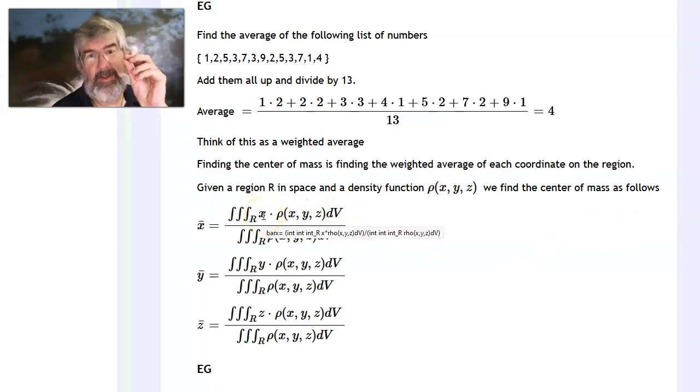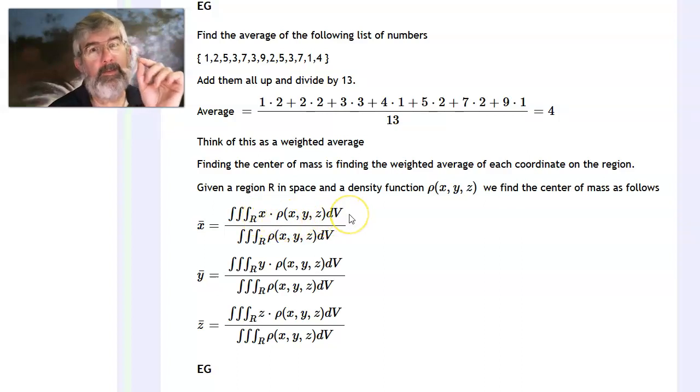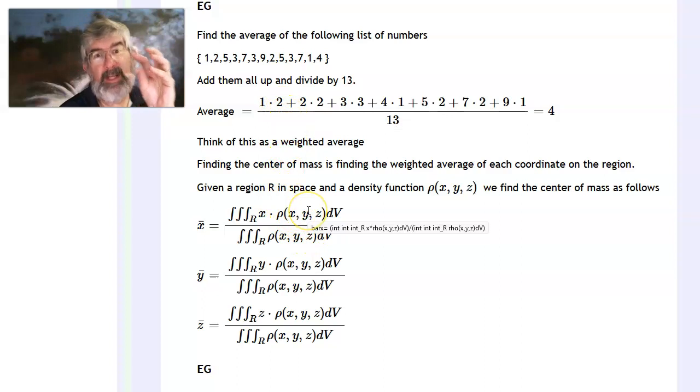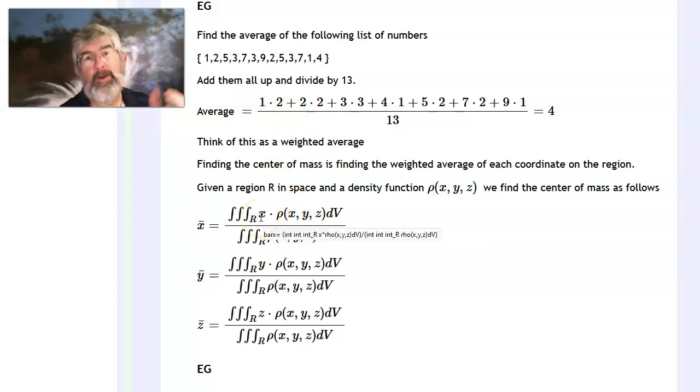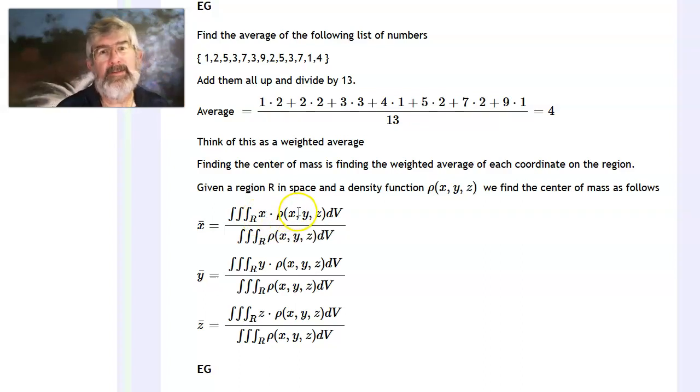Each little cube has an x value, and I'm saying how much is that x value worth? Well, it's worth as much as the mass that's in there, right? So whatever that x value is, it's being multiplied by its weight, or its mass, just like these numbers were multiplied by their weight. Places where it's more dense, you will have more mass in that same little rectangle, and that x value will count for more. Places where it's less dense, you have less mass, and it counts for less.